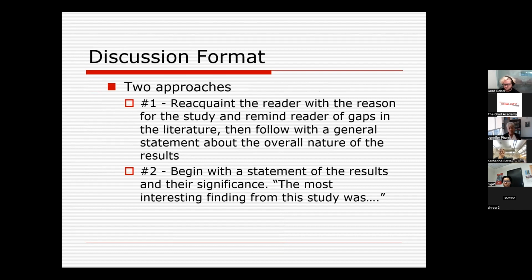Either approach number one, you can reacquaint the reader with the reason for your study and remind them of the gap in the literature, and then start with, okay, here's the most important finding of the study. I think for a thesis or a dissertation, that might be the best way to go because theses and dissertations are so long, you might need to say, hey, remember, this is why we're doing the study and here's the gap that we're filling. Okay, now here's what we're finding. Or you can just begin your discussion with the most important finding of the study, the most interesting finding of the study, and go from there.